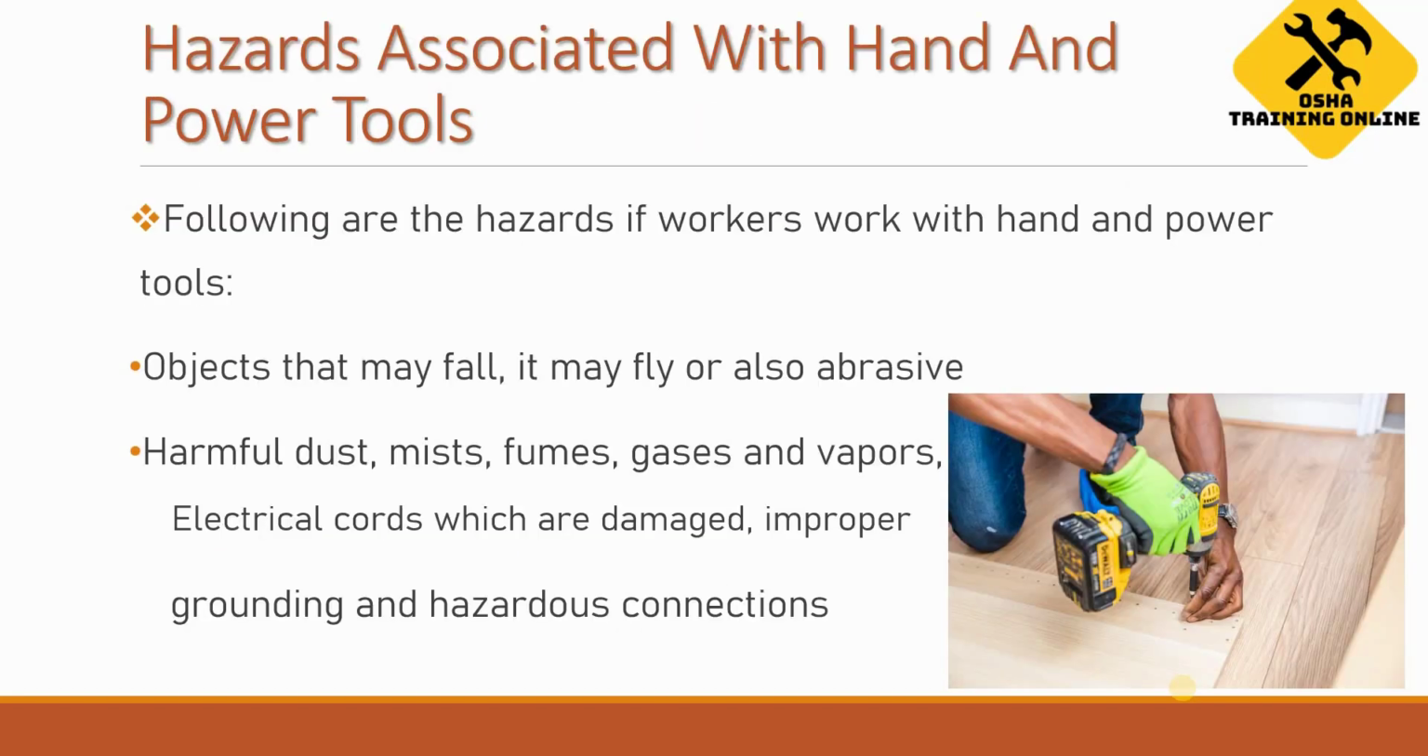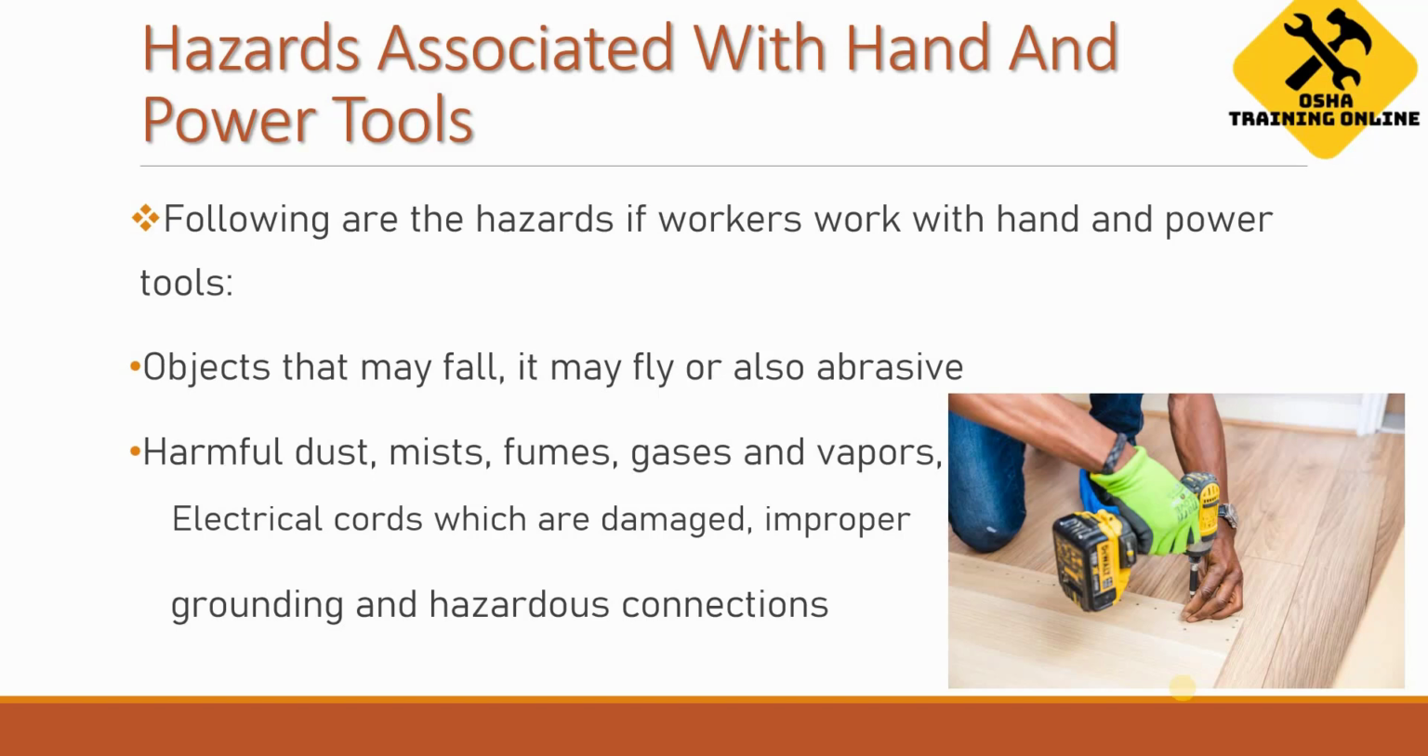Now, hazards associated with hand and power tools. There are some hazards and risks associated with hand and power tools. The first one is that if you are using hand power tools, they may fall, they may fly, or they may be abrasive. There are different kinds of electrical devices. For example, if you want to make a hole in a wall in an industry, the device you use is really heavy and it is an electrical device. It may fall, which in turn can injure you. It may also fly because it has a high power movement, so it may fly from your hands.